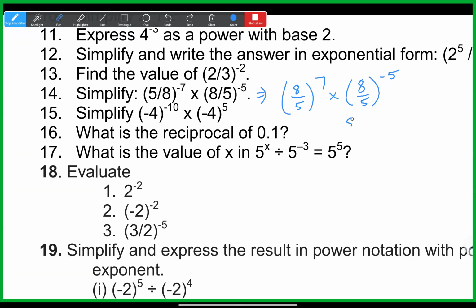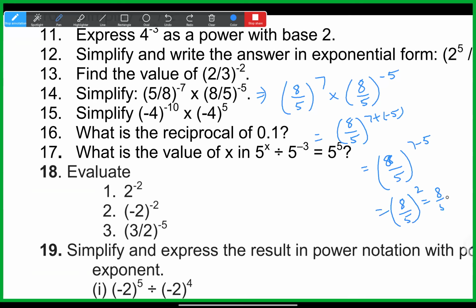Powers get added. So it will become 8 by 5 whole power 7 plus, when multiplication is there, 7 plus minus 5. So it will become 8 by 5 whole power 7 minus 5, and 8 by 5 whole power 2, which is 8 by 5 into 8 by 5. So here we used a power minus n is equal to 1 by a power n in the starting step. Using that I wrote it like this.